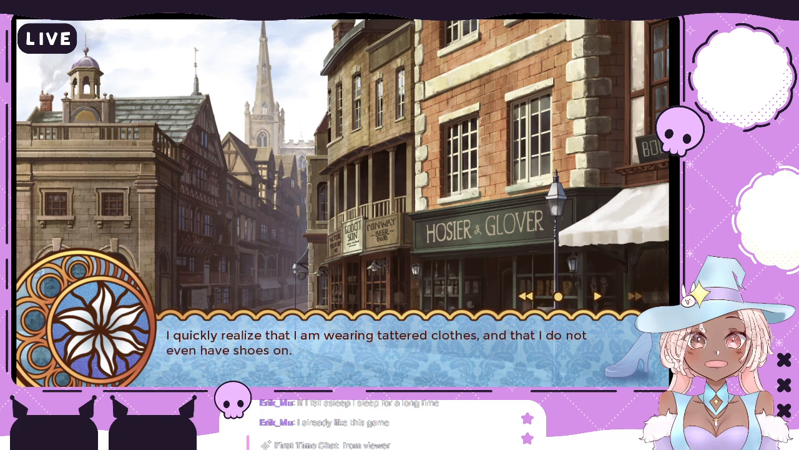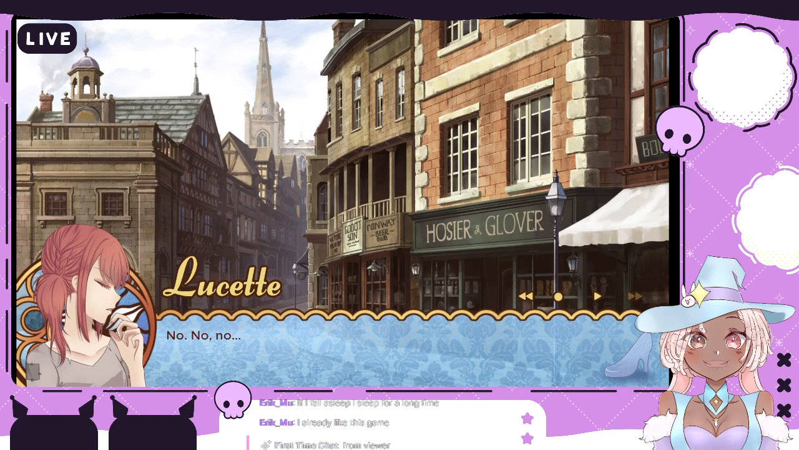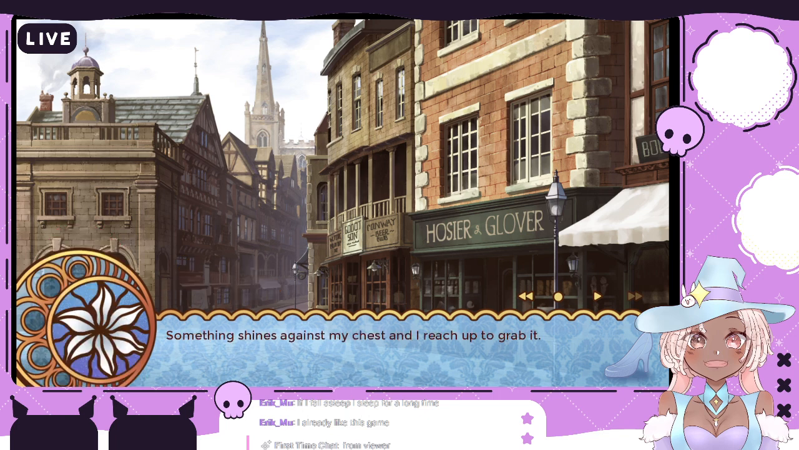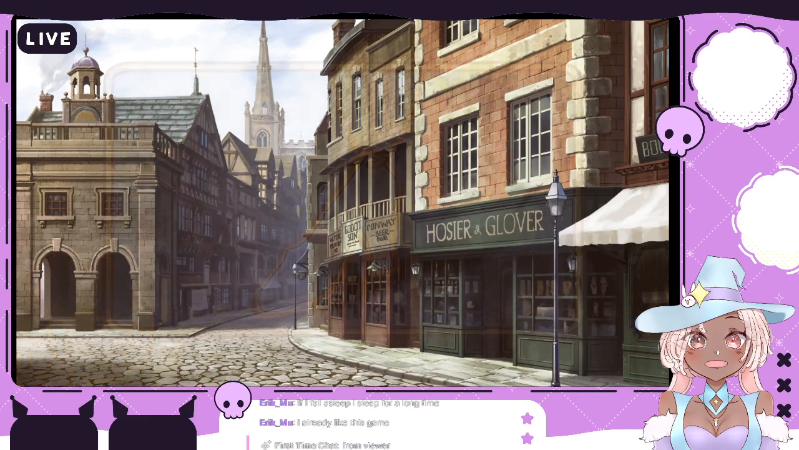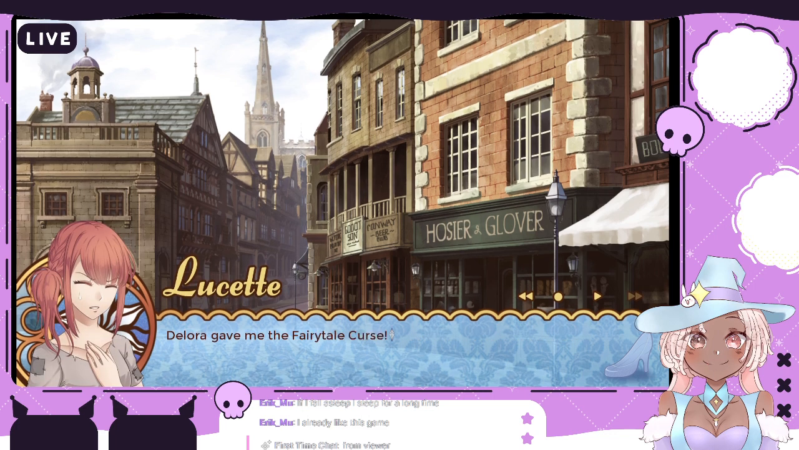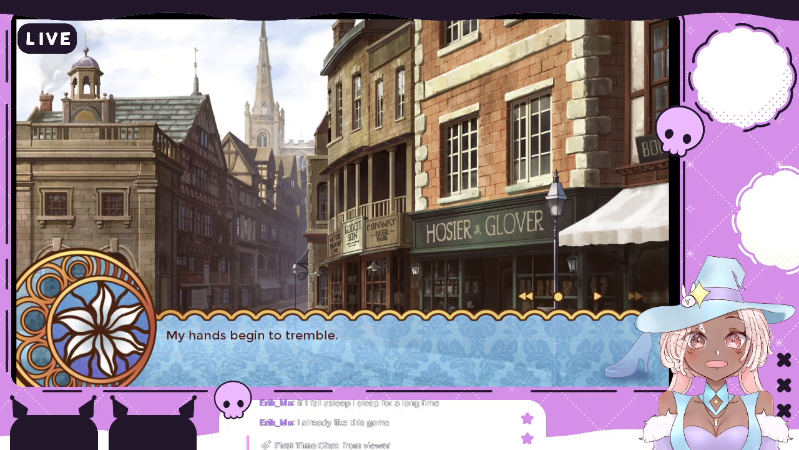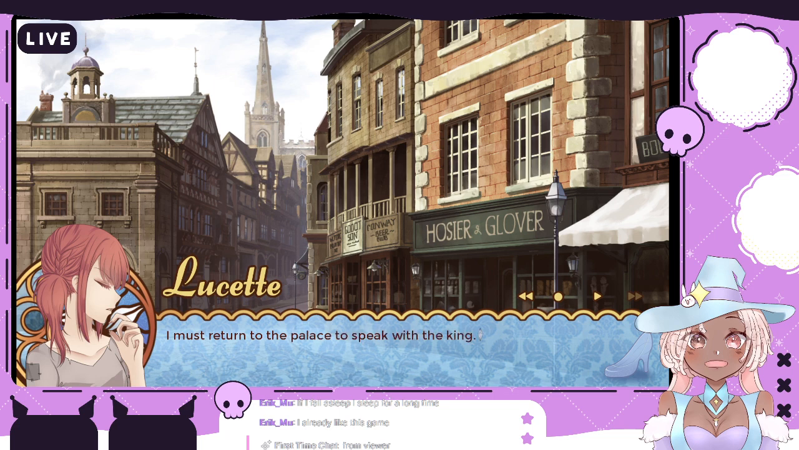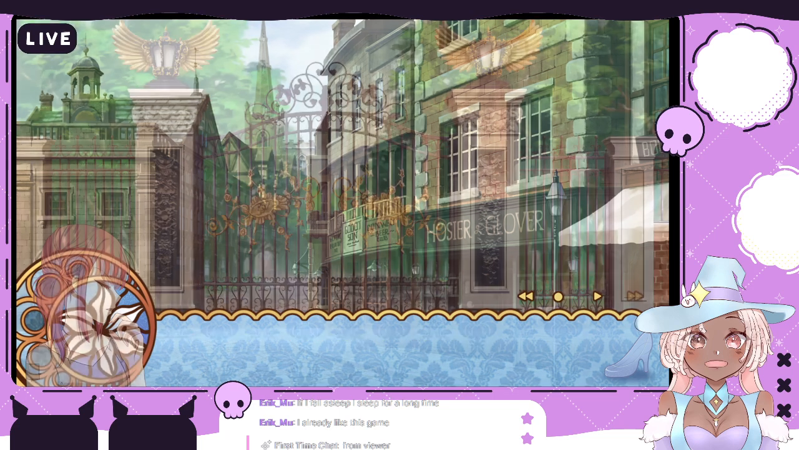I quickly realize that I am wearing tattered clothes, and I do not even have shoes on. No, no, no, this cannot be happening. Something shines against my chest, and I reach out to grab it. It all floods back. Dolora being a witch, Cinderella's glass slipper. This is not a dream. Dolora gave me the fairy tale curse. My hands begin to tremble. I must return to the palace to speak with the king.